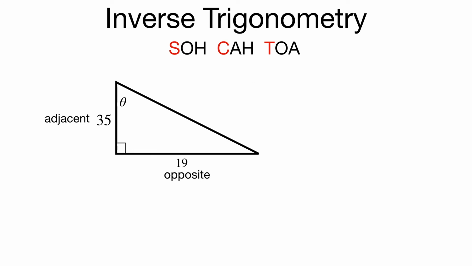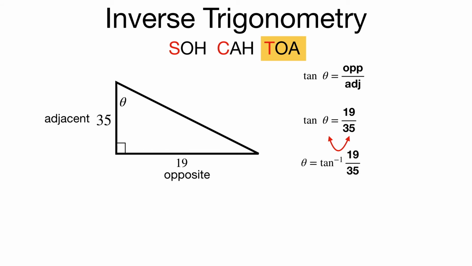In our next example, I have an opposite side, the 19, and an adjacent side, 35, to that angle theta. So opposite, adjacent, that's tangent, the TOA of SOHCAHTOA. So tangent of theta is opposite over adjacent. Let's substitute our values in from the example. Tangent of theta is 19 over 35. So I want the angle whose tangent is 19 over 35. I'm going to swap the inputs and outputs, and now I'm using inverse tangent. The angle whose tangent is 19 over 35.